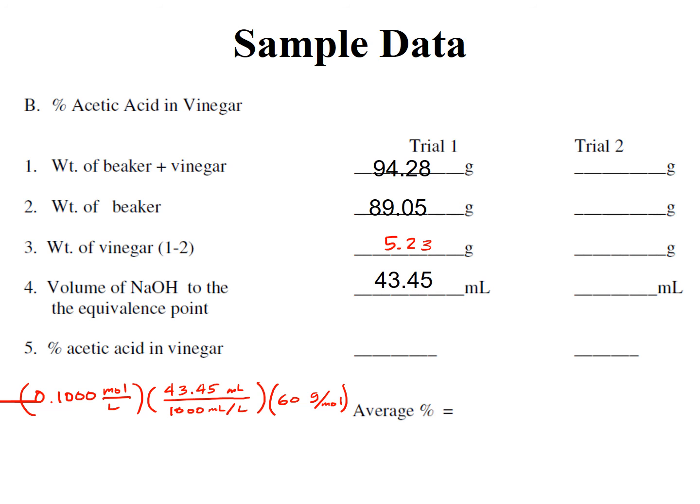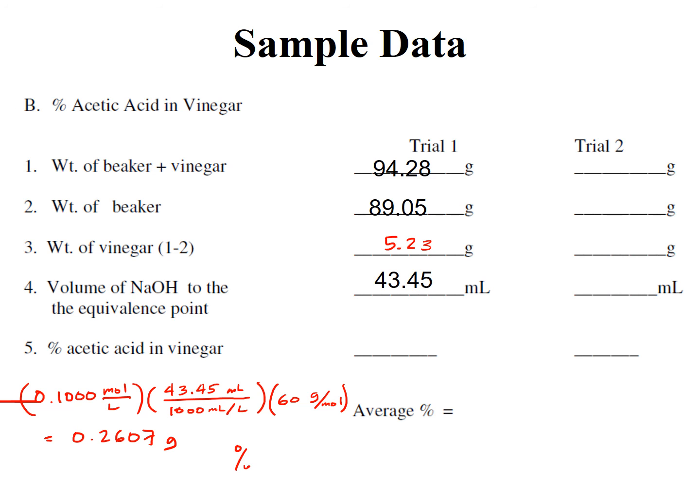So this is to get the mass of the acetic acid. So if you have that 0.1000 times 43.45 divided by 1000, and then times 60, so you end up around 0.2607 grams. So this represents the amount of the acetic acid.